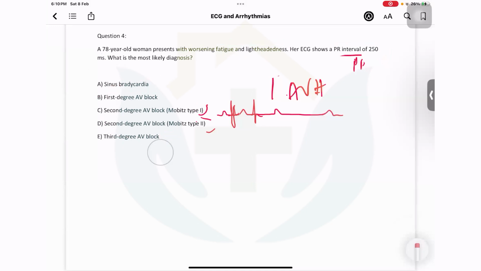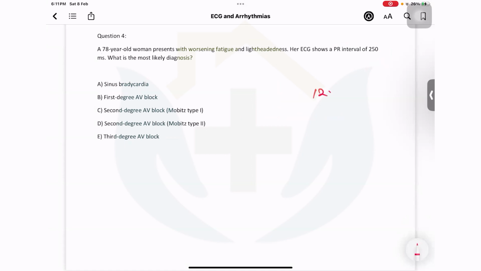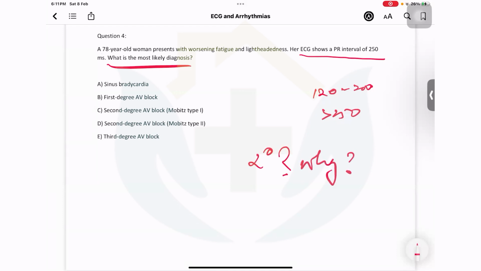A 78-year-old woman presents with worsening fatigue and lightheadedness. Her ECG shows a PR interval of 250. What is the most likely diagnosis? So what is the normal PR interval? 120 to 200, and here we have 250. No other mention is there. Worsening fatigue and lightheadedness. What is the diagnosis? Second degree. Why second degree? Why not first degree?